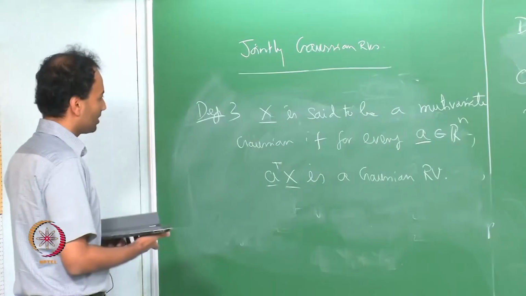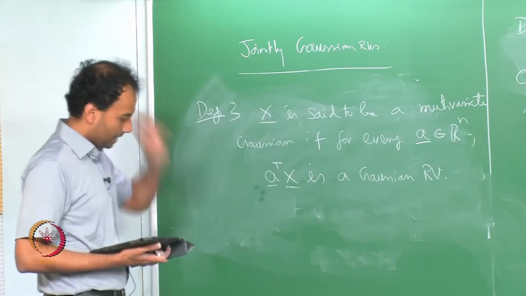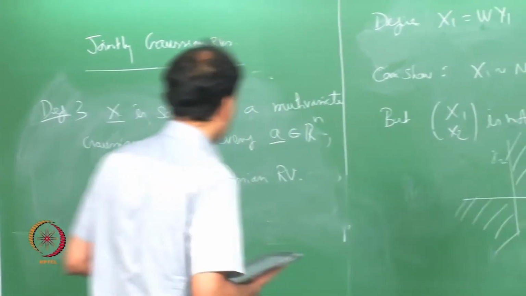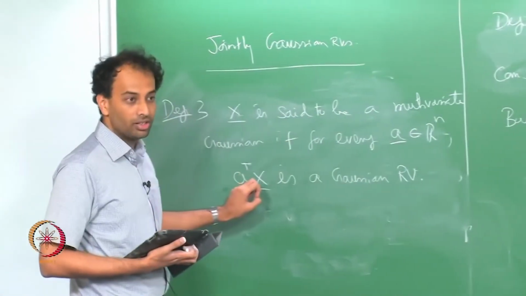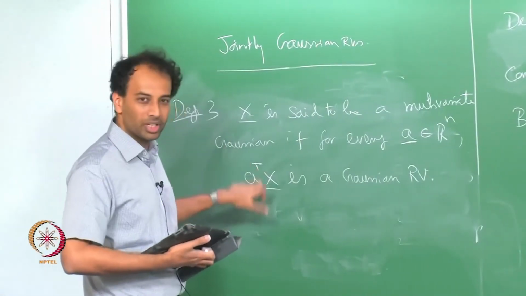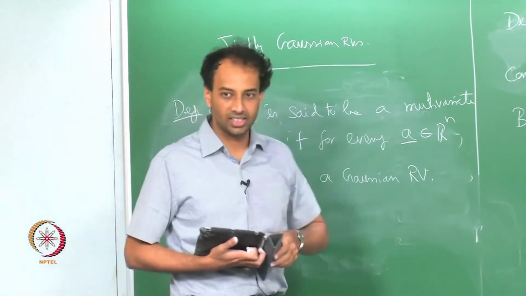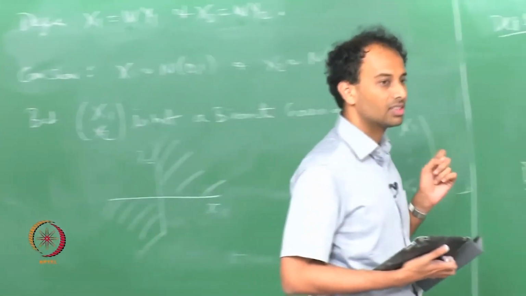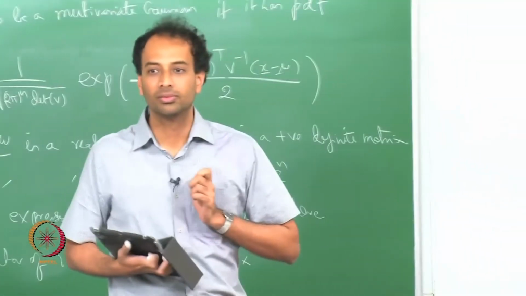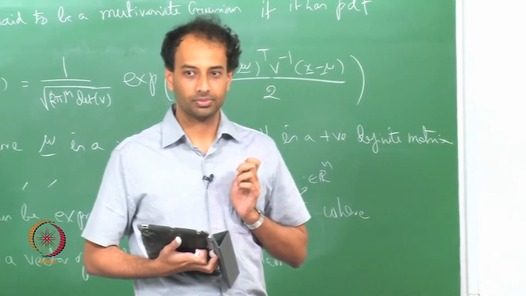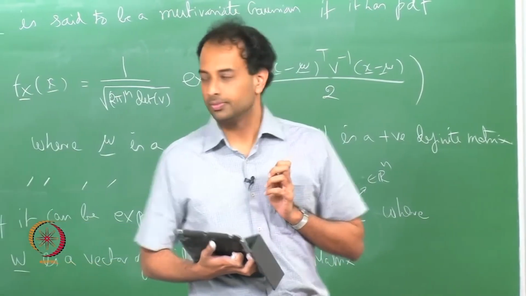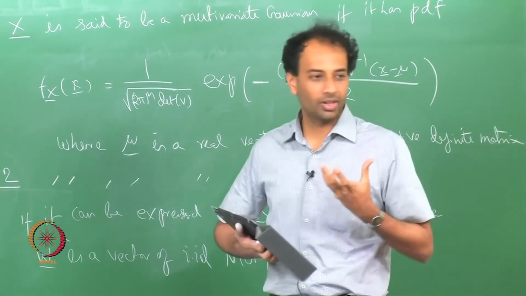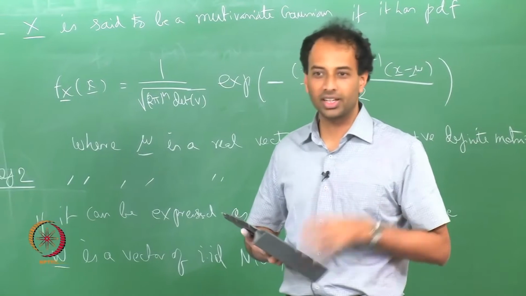Okay. So, this definition says that x is said to be a Gaussian random vector or a multivariate Gaussian if every linear combination of the xi's, so a1 x1 plus a2 x2 and so on up to an xn, is in fact Gaussian distributed. Even if you find some vector a for which this is not Gaussian distributed, then x is not a multivariate Gaussian.